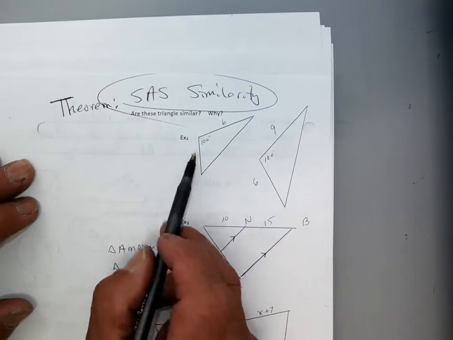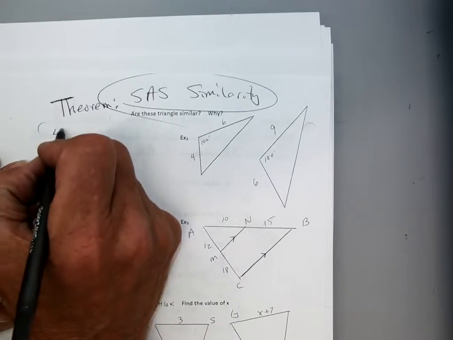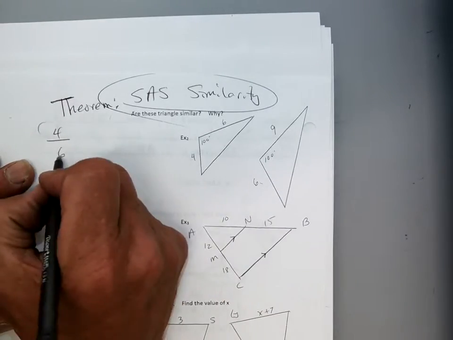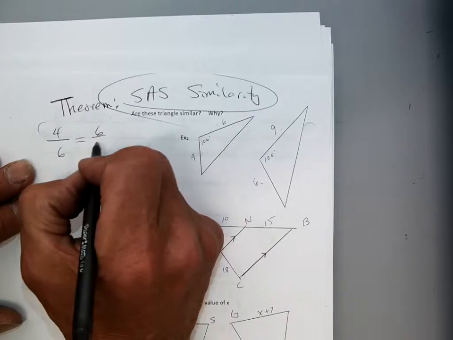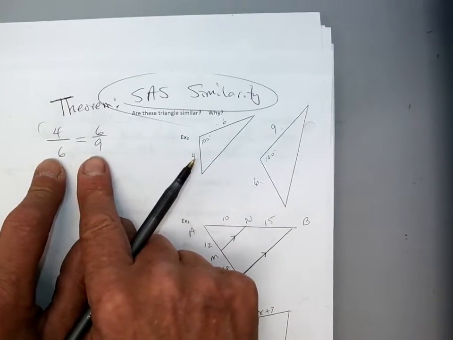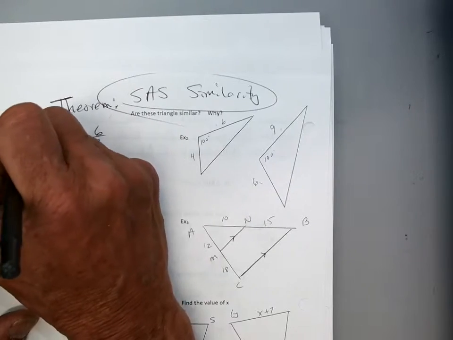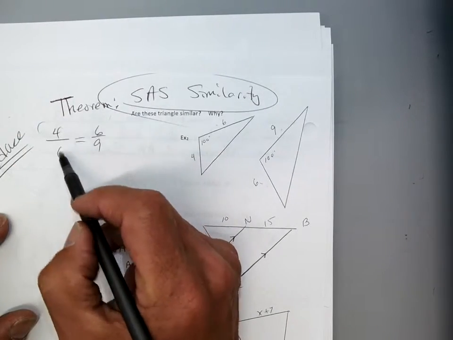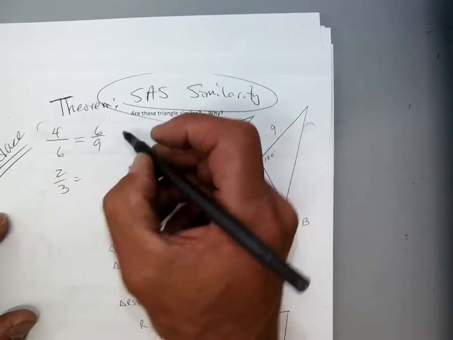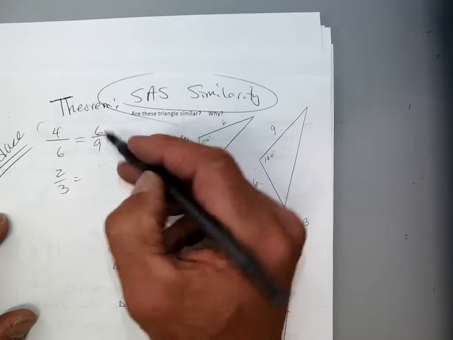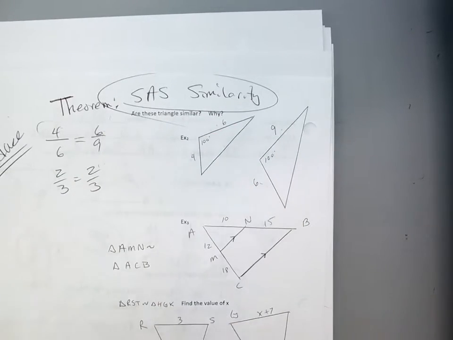But what about the sides? I think they're proportional. As 4 goes to 6, is that equal to 6 goes to 9? Is that the same ratio? If I reduce 4 to 6, divide by 2, I get 2/3. 6 to 9, divide by 3, I get 2/3. So yeah, they are similar.